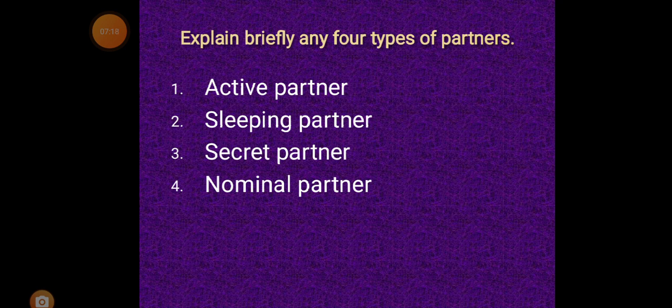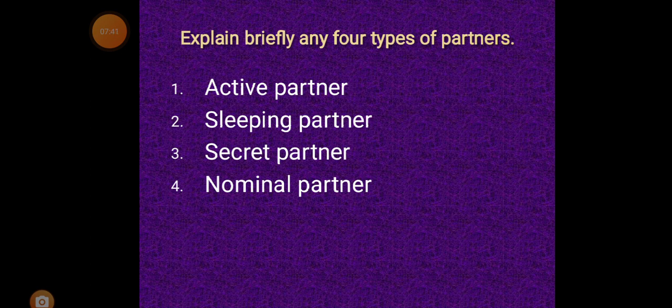Explain briefly any four types of partners. Partner in the sense, when you are starting a partnership business, all the partners put together, we work. If one person is there, we will tell partners. Each and every person has different characteristics. So even the partners who are working under a partnership, there are different types of partner.